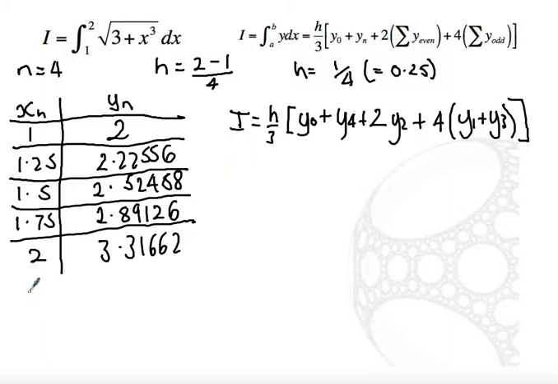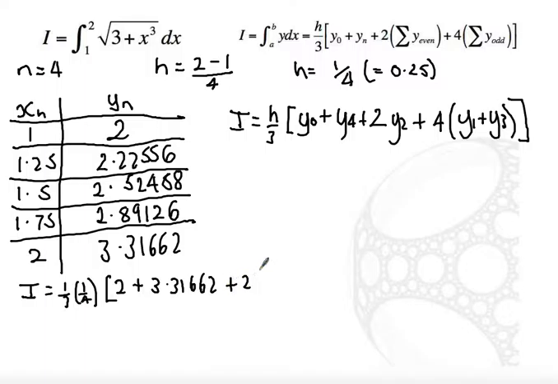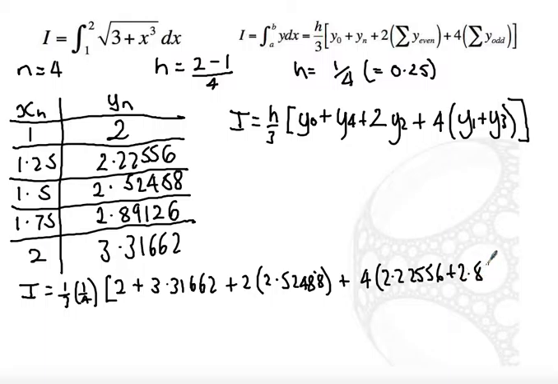So now I can actually substitute in the values. I get I equals h over 3, so in fact this is going to be 1/3 times 1/4, times y0, which is 2, plus y4, which is 3.31662, plus 2 lots of y2, which is 2.52488, plus 4 lots of odd terms, so I get 2.22556 plus 2.89126, and close off those brackets.